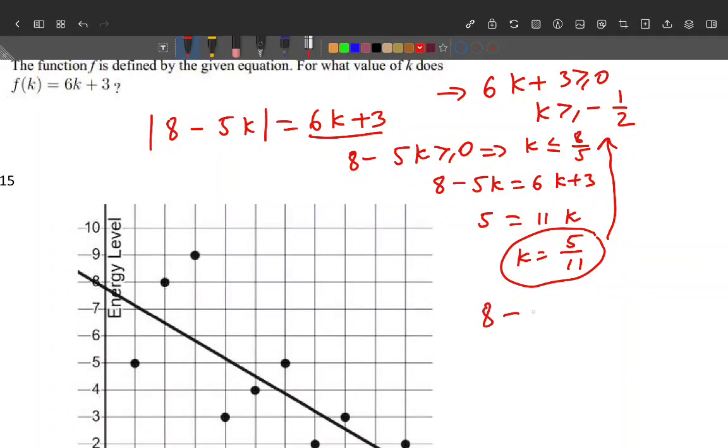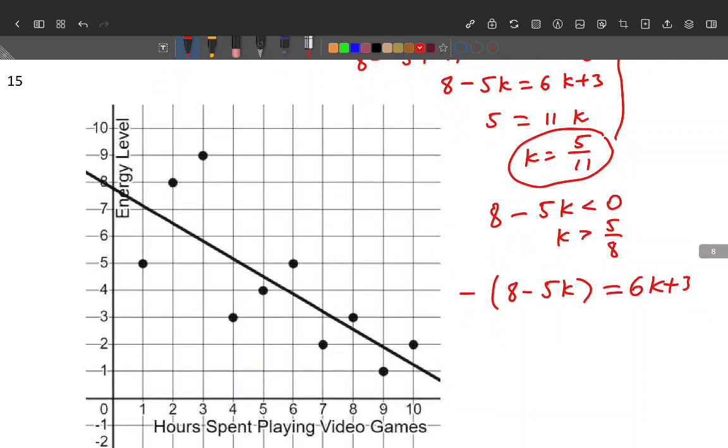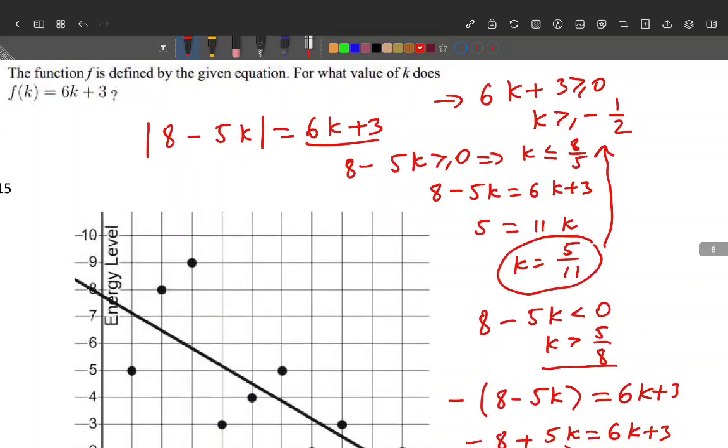If 8 negative 5k is less than 0, it means k should be greater than 5 divided by 8. The absolute value opens with a negative sign. Okay, negative 8 plus 5k is 6k plus 3. K is negative 11. Negative 11 does not satisfy this equation. Because of this, I should exclude it. The only answer is k is 5 divided by 11.